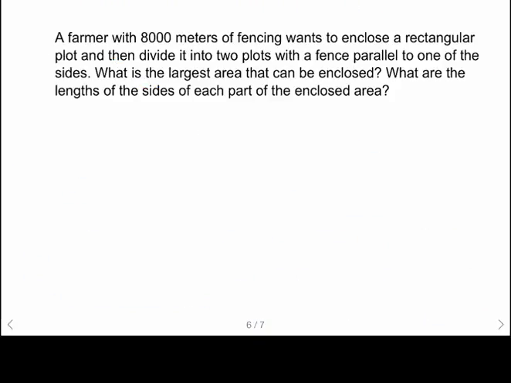A farmer with 8,000 meters of fencing wants to enclose a rectangular plot, then divide it into 2 plots with a fence parallel to one of the sides. I'm going to stop reading. I'm going to start drawing. What I'm going to do is draw a rectangle, and we want to divide this up into 2 plots, so I'm going to draw a vertical line to match the width of the rectangle and set it up so we have 2 rectangles side by side.